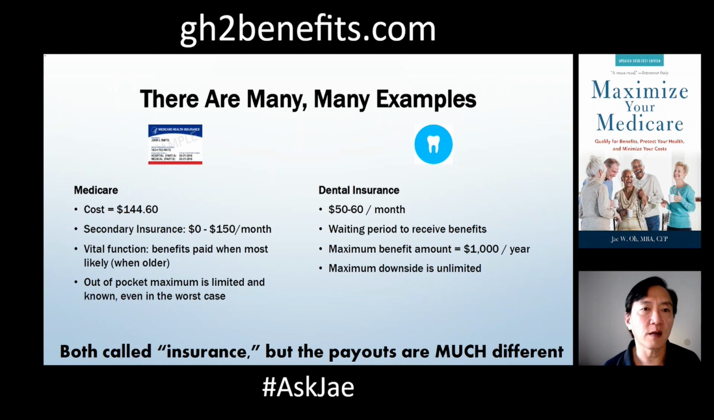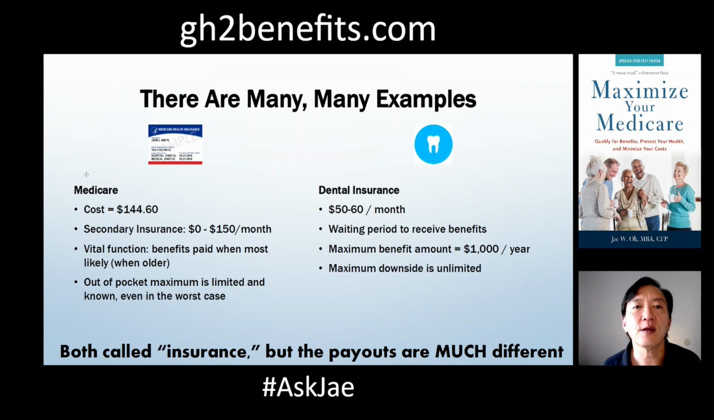Right? There are lots of examples. Medicare, we'll quickly go through it. You can see the cost, $144.60. This is known. It applies for everyone. Secondary insurance, that's your price. That's the real market, and that governs a turning 65-year-old pretty much everywhere in the country, in most locations, with few exceptions. Vital function.